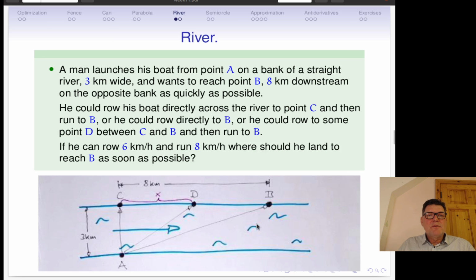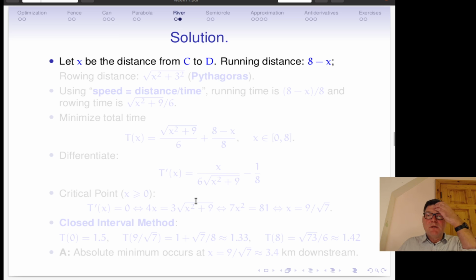That's the setup with the information labeled in the diagram and a choice of a notation being made. We could have labeled the distance between D and B something and regarded this as the variable. This is the choice I made. This is my variable. x is the distance between C and D. Then that leaves him 8 minus x to run, and the rowing distance by Pythagoras is the square root of x squared plus 3 squared.